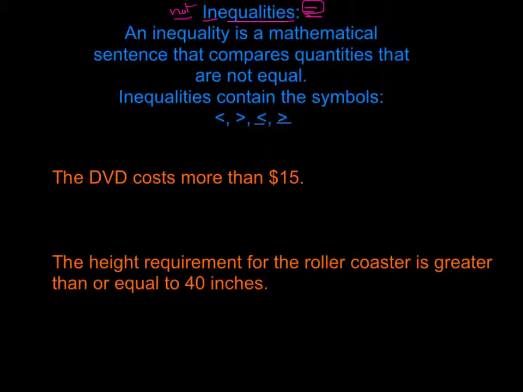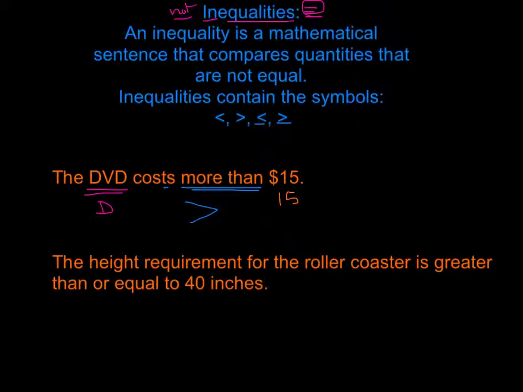So the first part of this goal is you need to be able to translate words into an inequality. So let's look at this first one. The DVD costs more than $15. So the DVD, we can create a symbol for that, and we can call it D. It's a variable, and it costs more than $15. So we have $15. And how are we going to show that something is more than? Well, if the DVD is more than $15, we are going to have the inequality symbol that is going to show that the D is more.